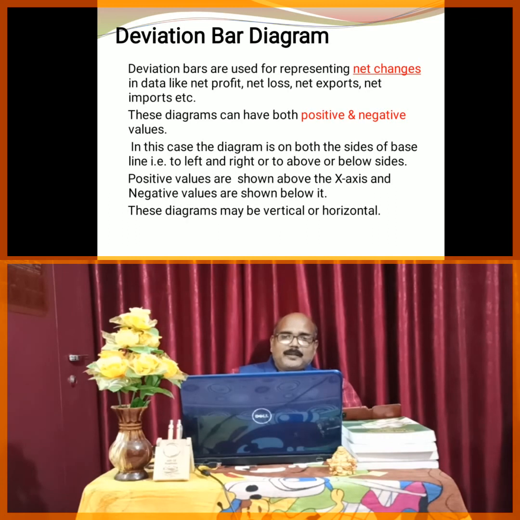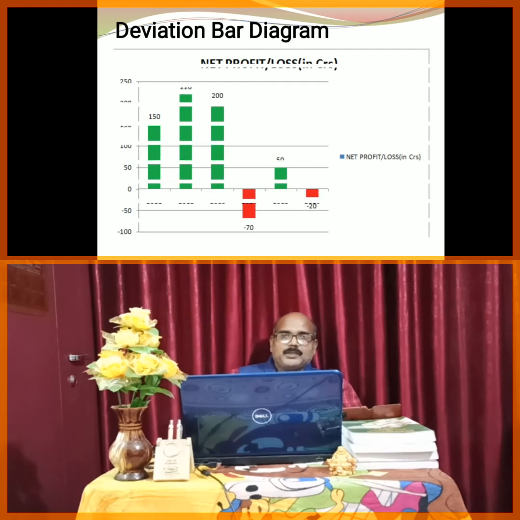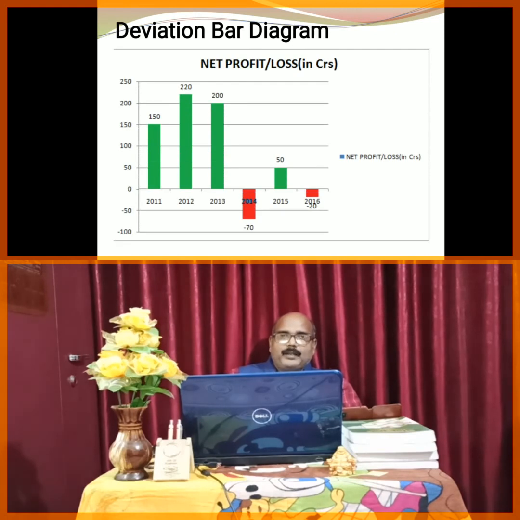You see here the green colored bars are the positive values, that are the net profit, and the red ones are taken on the negative side, below the x-axis, that is the negative values on the y-axis, that are the loss.